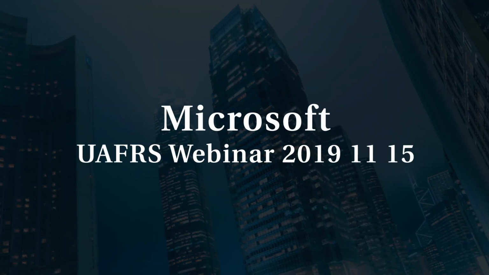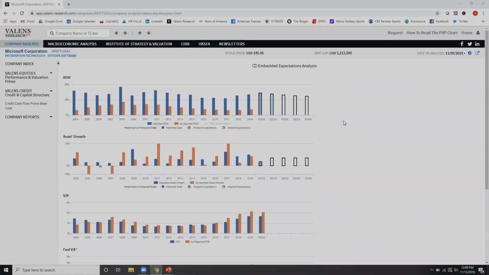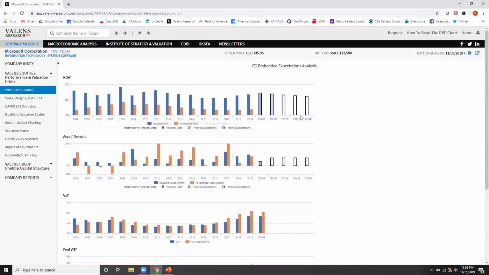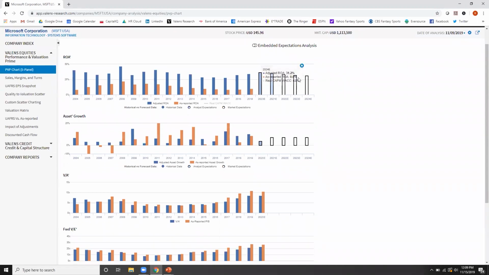So you can see here as Microsoft loads, it initially loads and you can see we've got this chart. This chart is what we call the performance and valuation prime chart. We call it that because it highlights a company's performance, ROA and asset growth, and it highlights the valuation the market is paying for a company. And then we also highlight how the company's performed.